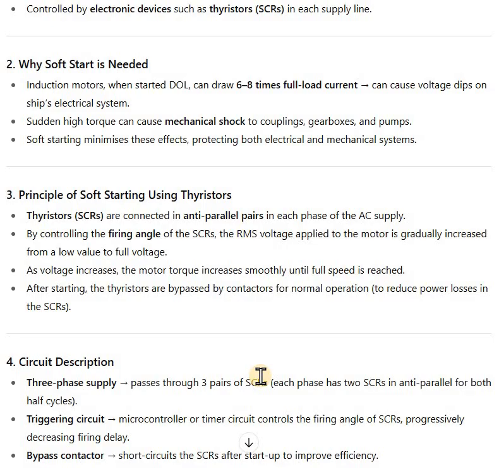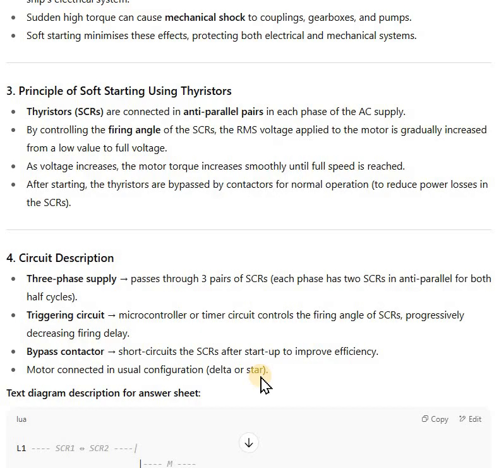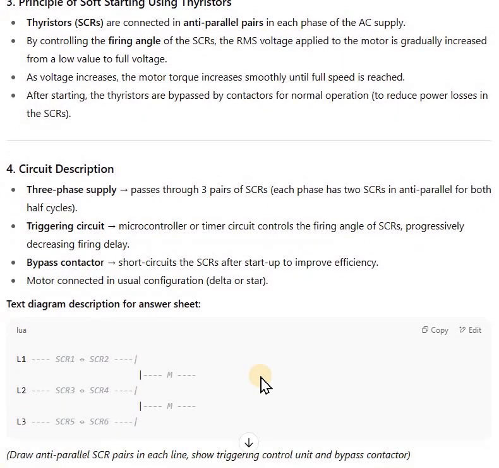Principle of soft starting with thyristors. Thyristors are connected in anti-parallel pairs in each phase of the AC supply. By controlling the firing angle of the SCR, the RMS voltage applied to the motor is gradually increased from a low value to full voltage. As the voltage increases, the motor torque increases smoothly until full speed is reached. After starting, the thyristors are bypassed by contactors for normal operation to reduce power losses in the SCR.